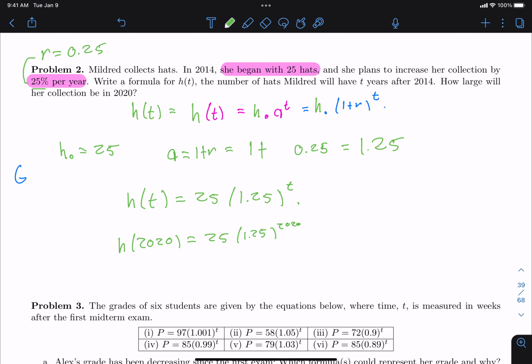Okay, something times 10 to the 197. So, like, she has more hats than there are atoms on the Earth. That seems like it's kind of off, right? So what was the mistake that we made? Yeah, Stephanie?